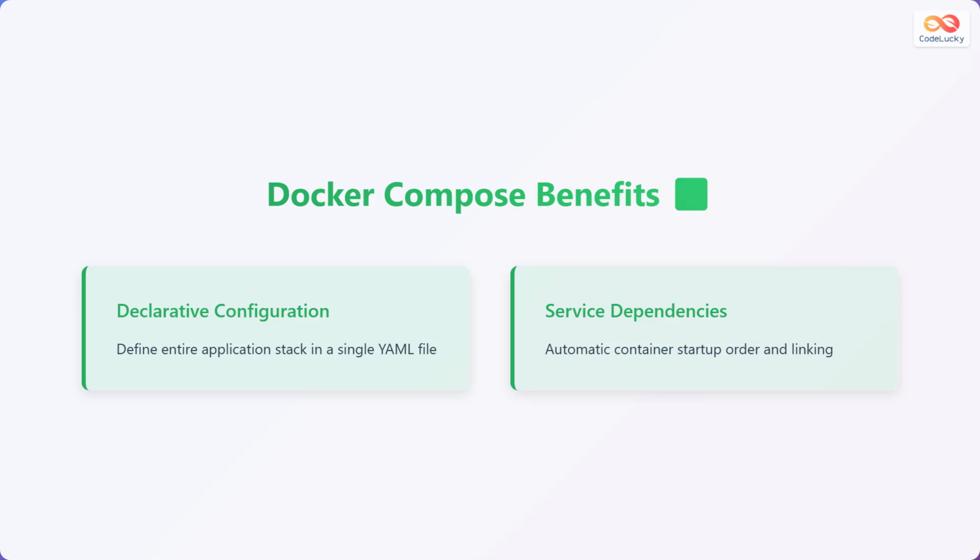Docker Compose offers several benefits. First is declarative configuration. You can define your entire application stack in a single YAML file. Second is service dependencies. It provides automatic container startup order and linking, ensuring that services start in the correct order and can communicate with each other.